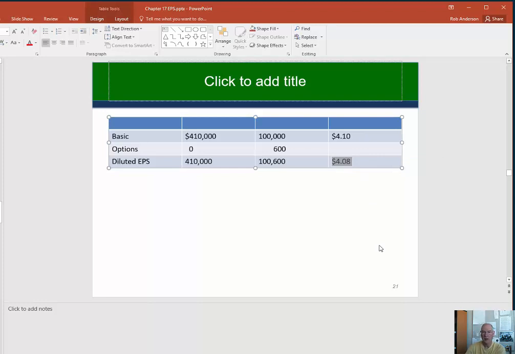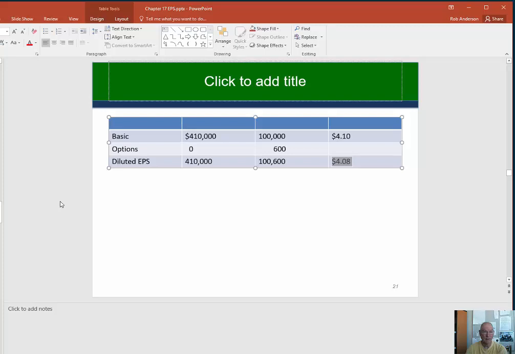Now you may think, wow, that's just 2 cents. It's almost not worth bothering. Well, we have to bother. GAAP says we do. But what I'd also like you to understand is that this is really common. If you look at actual corporate financial statements, quite often diluted EPS is only a couple of cents lower than basic EPS. So it's not necessarily going to be a big deal, but it could be, right? So that's why we have to disclose that number.